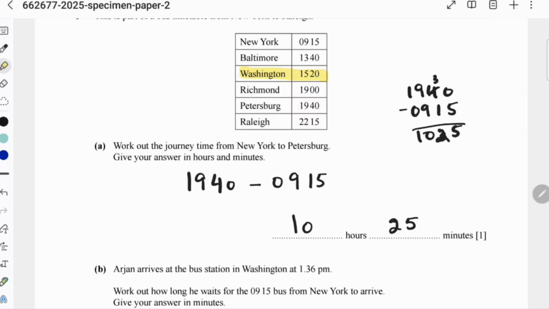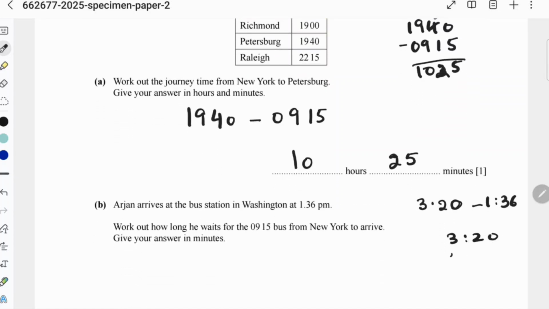Okay, 15:20 means 3:20. Either you take 12 hours time or both of the timings in 24 hours time. As it is given 1:36 p.m., so it's your choice. So 15:20 means 3:20, and he has to wait for how much time? We'll have to see. So 3:20 minus 1:36 p.m. Both are in p.m.